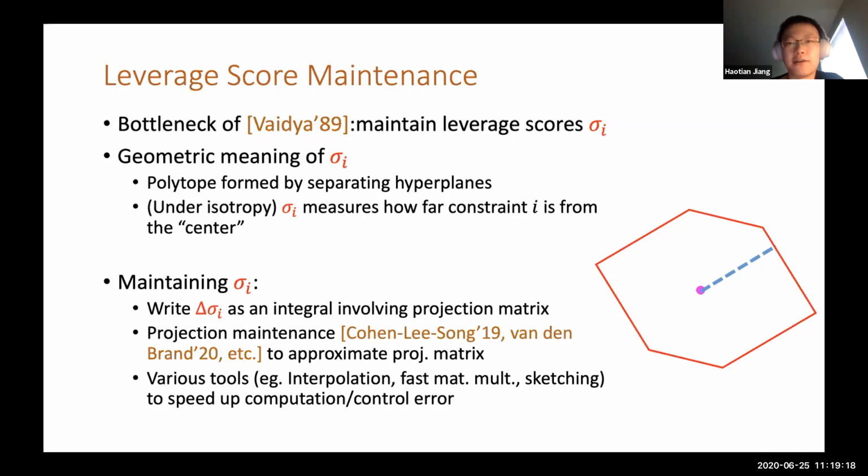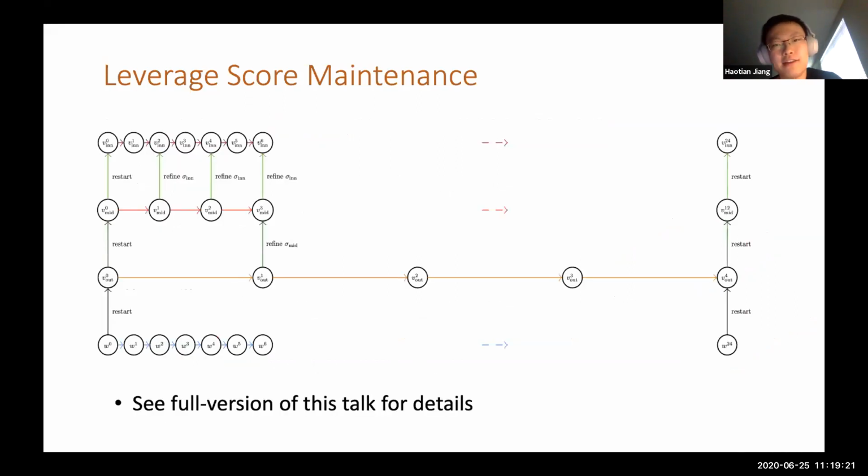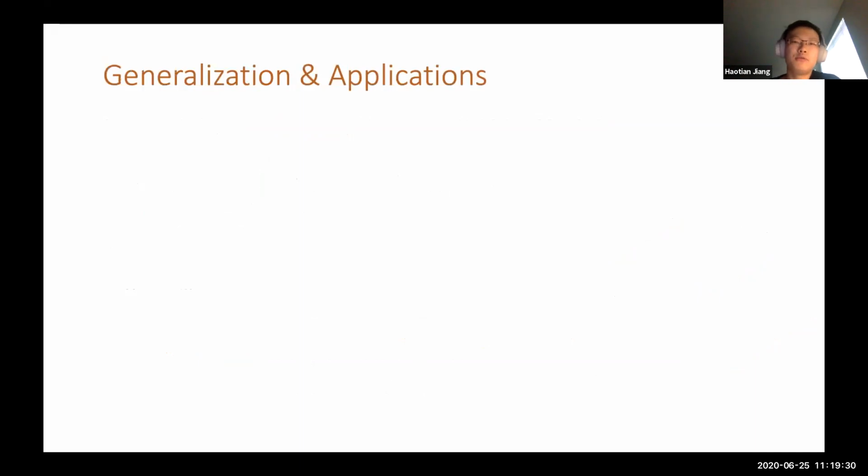Not going to go into details on these, but roughly this is how our data structure looks like, and refer to the full version of this talk for details on this graph. So I'd like to finally talk about a few generalizations and applications of our new cutting plane method.